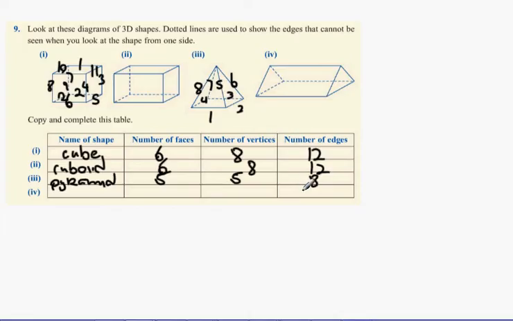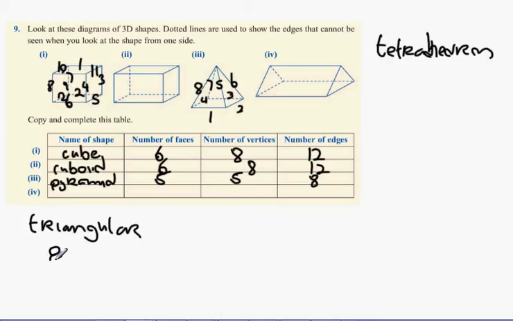Tetrahedron. A tetrahedron, yeah, that's another way of saying pyramid. Now, next one is what's called a triangular prism. The reason why it's a prism is it has the same area going all the way through.